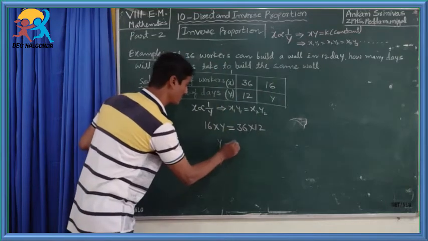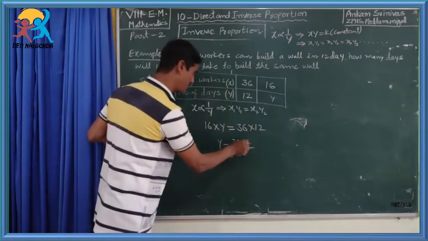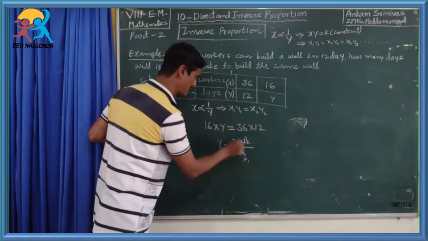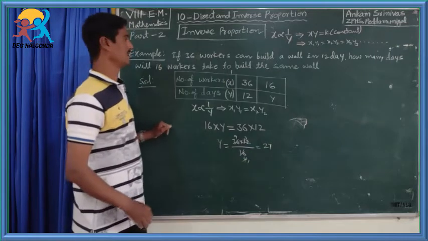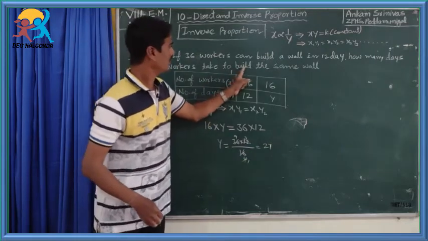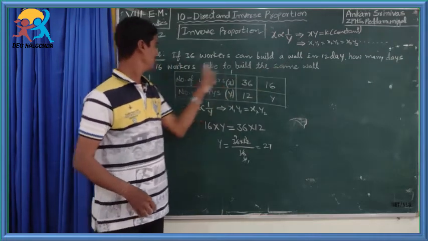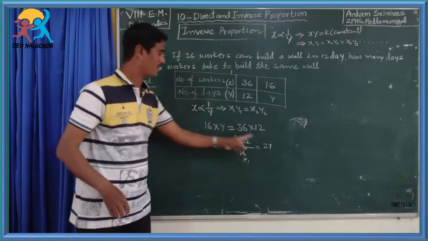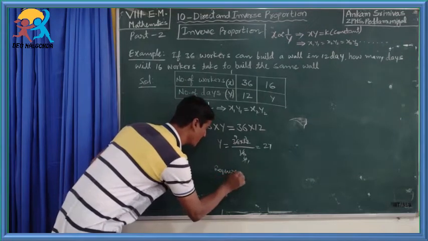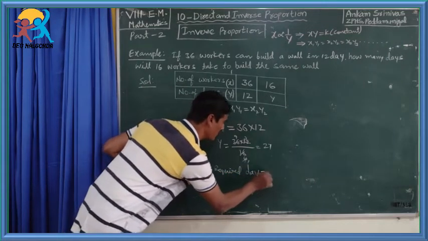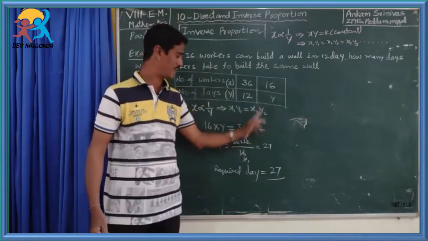So y equals 36 into 12 by 16. 4 3s are 12, 4 4s are 16, 4 1s are 4, 9s are 9. So it equals 9 into 3, which is 27. So how many days to build the same wall with 16 workers? It will take 27 days. So the required days equal 27. So if fewer workers work, it will take more days.